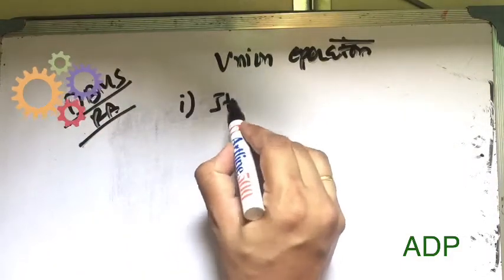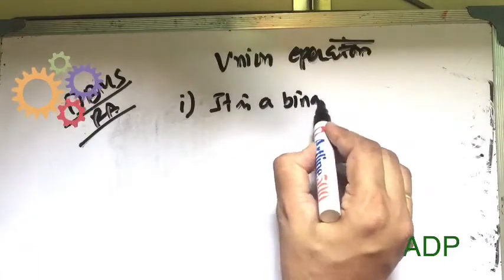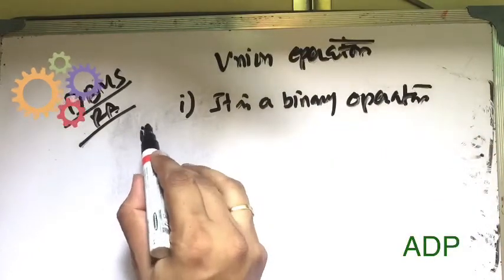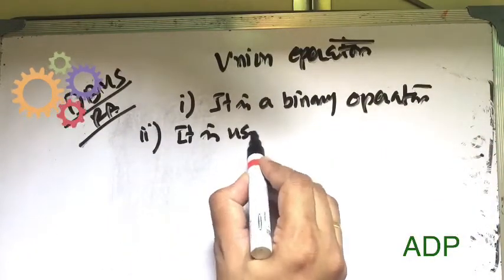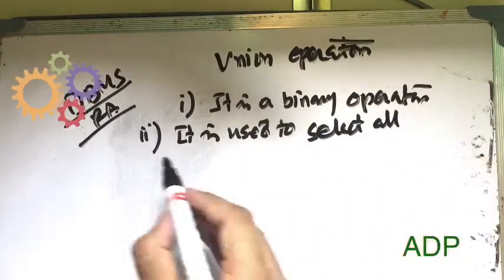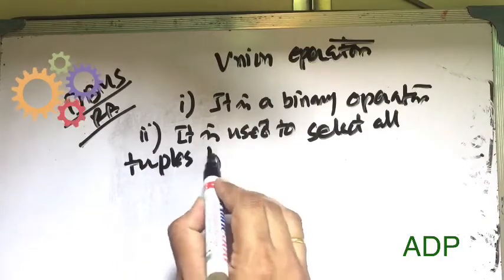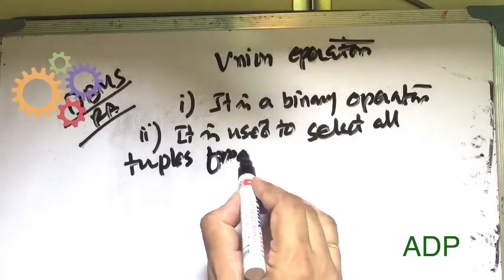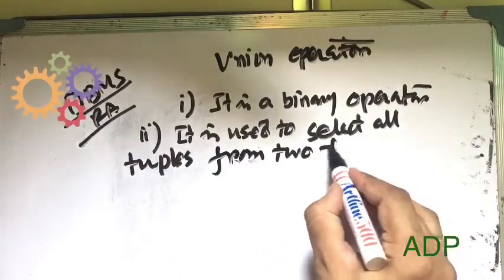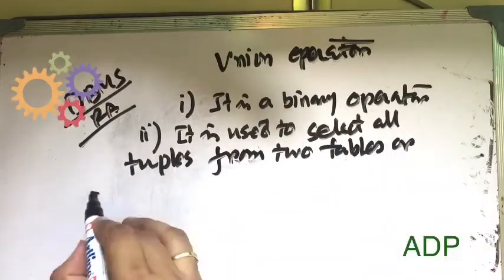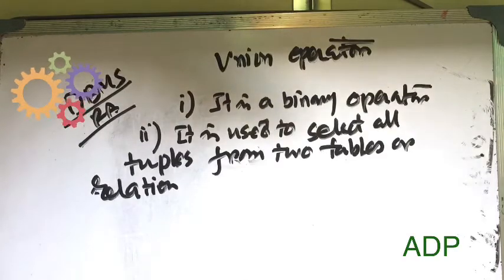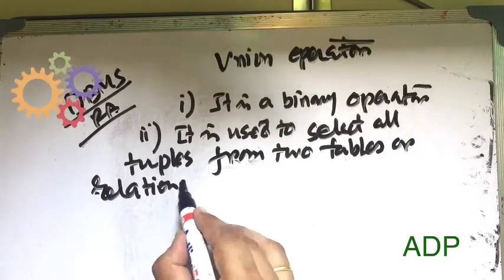First point: it is a binary operator. Number 2: it is used to select all rows or tuples from two tables or relations. It is a binary operator. It is used to select all tuples from two tables or relations.